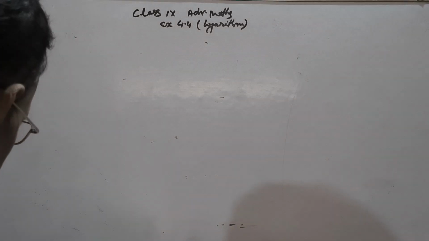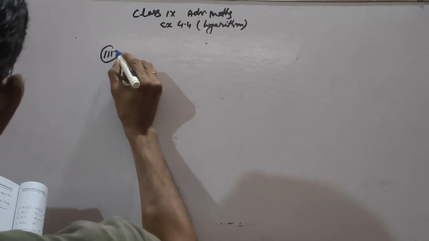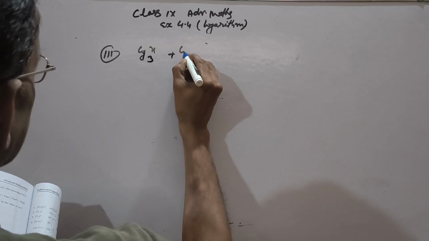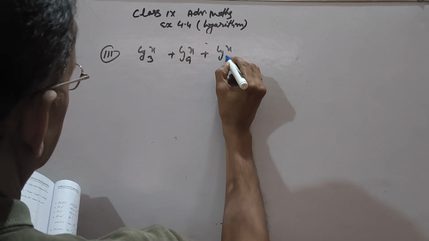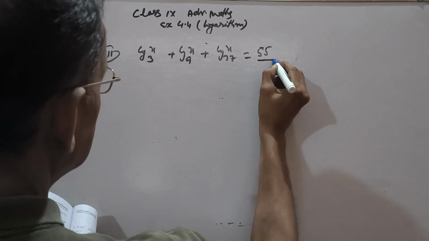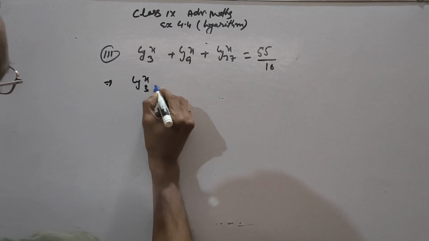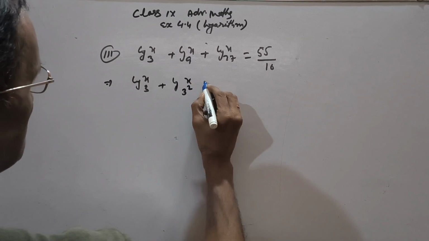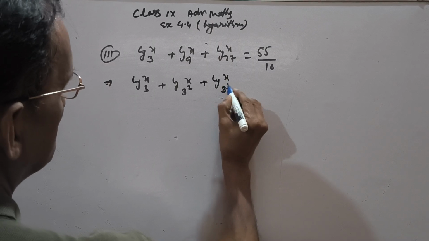Number 2 is simple only. So can be number 3, important sum. Number 3, what is given? Log x to the base 3 plus log x to the base 9 plus log x to the base 27 equal to 55 by 10. Now see here, this is log x to the base 3 plus log x, what to write? 9 equal to 3 square. And here 27 equal to 3 cube.